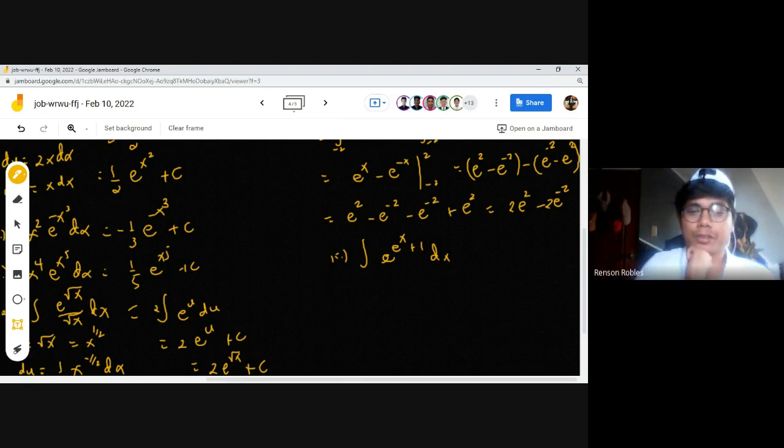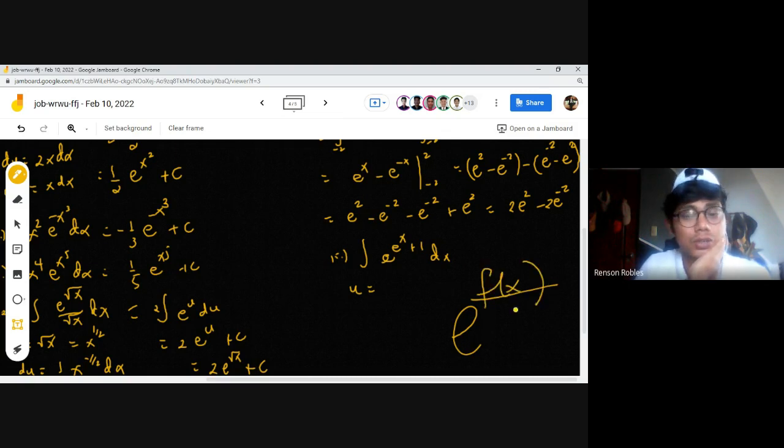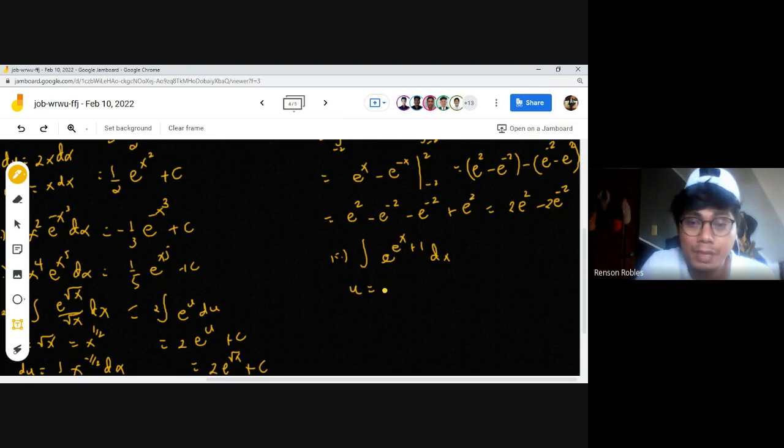So what will be your u? It's just one function, right? It's just an e function raised to a function, then e to the f of x. So your u would definitely be the power of e. Which e? The base, the main base. So your u will be e to the x plus 1.